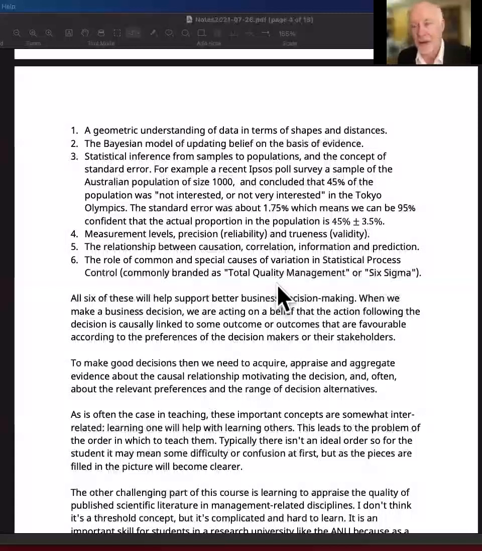In this case, what they found with one of their questions was that 45% of the population were not interested or not very interested in the Olympics. And the standard error for that, the error that came from the fact that it was just a sample of 1,000 rather than the whole population, was about 1.75%.